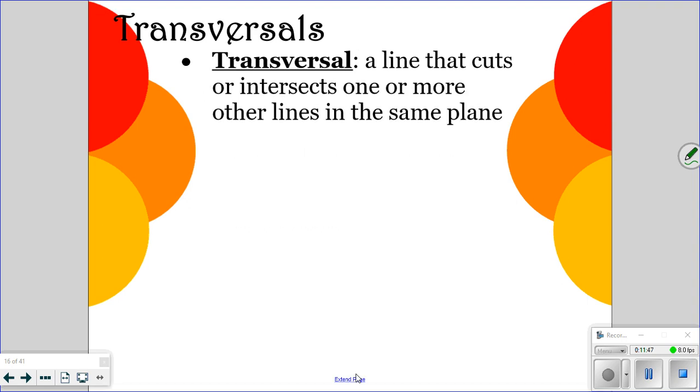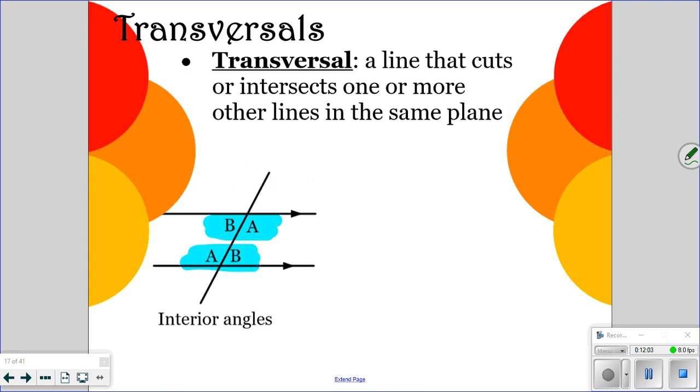Looking at a transversal. So we dealt with these in geometry. It's a line that cuts or intersects one or more other lines in the same plane. So here are two lines, and there's the transversal because it crosses through two lines. So those are some interior angles because they are between the two parallel lines. The reason I know they're parallel is because of these little arrows here. That little mark right there tells you that they are parallel.